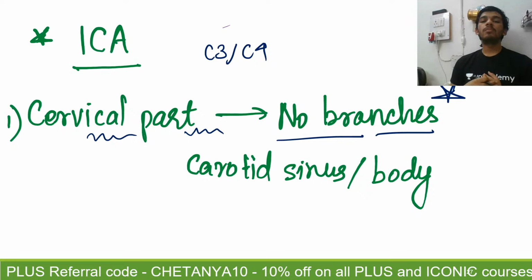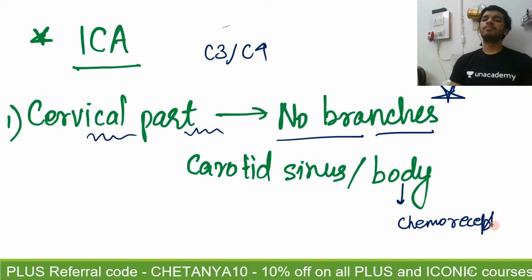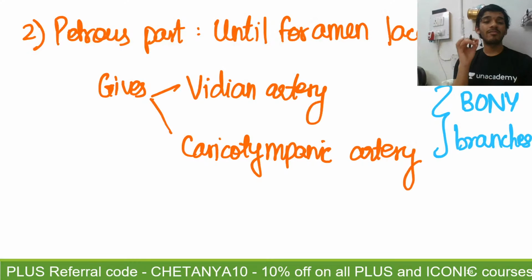So now let's talk about the features related to the cervical part. What you have to remember is the carotid sinus and the carotid body that is present at the base of the cervical part of the internal carotid artery. Remember that the carotid body is a chemoreceptor, whereas the carotid sinus is a baroreceptor, and both are richly innervated by the glossopharyngeal nerves. Right? That is about the carotid sinus and the carotid body. These are the only two things that you remember related to the cervical part.